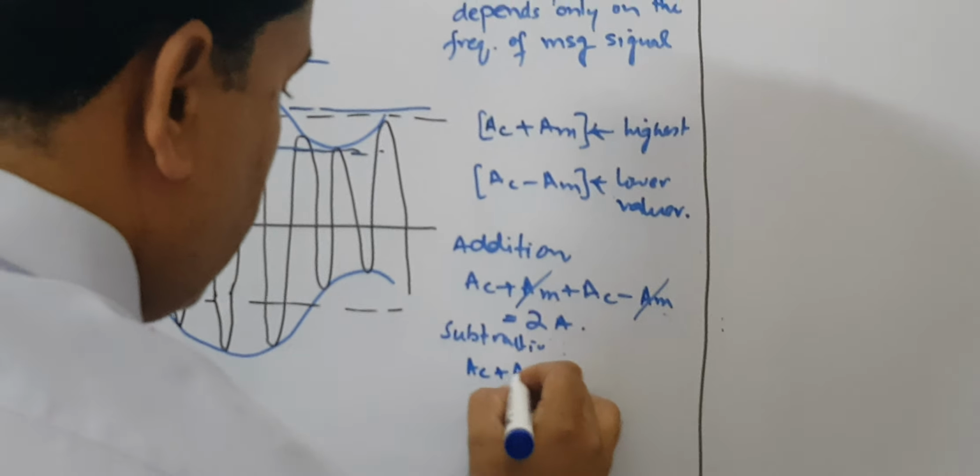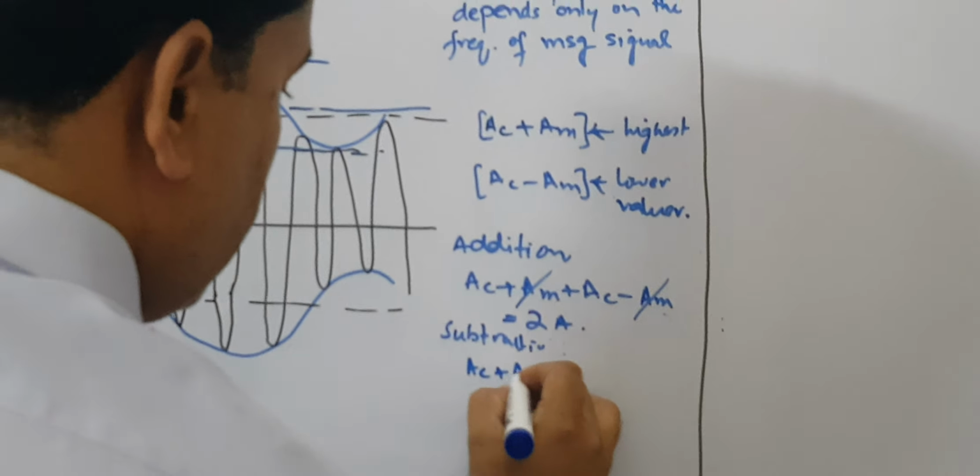So you can write it in the format of E max, which is equal to AC plus AM, and this one is E min. These are the maximum voltage and the minimum voltage. If you add them together, it will give you 2 AC. If you subtract them, it will give you 2 AM. So it means that you can write the modulation index.